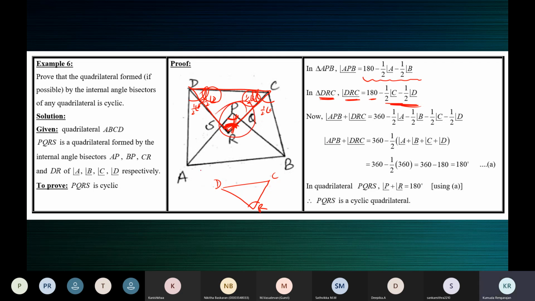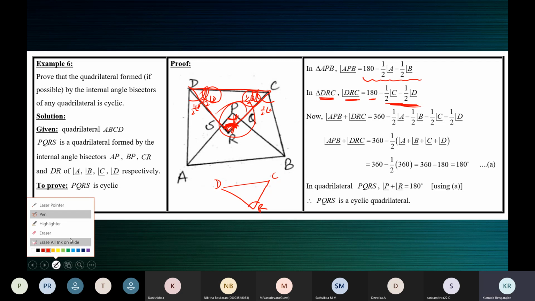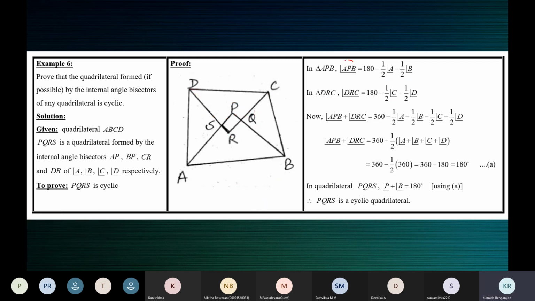Now, next, let's find their sum because our interest is to prove that their sum is 180. So now let's find the sum of these two angles. Angle APB plus angle DRC is equal to, so add the LHS, add the RHS. Add the contents in the LHS and RHS. When you add the expressions in the RHS, we have 180 plus 180, which is 360, and then minus half angle A, minus half angle B, minus half angle C, and minus half angle D. Adding, the signs won't change. 180 plus 180 is 360.